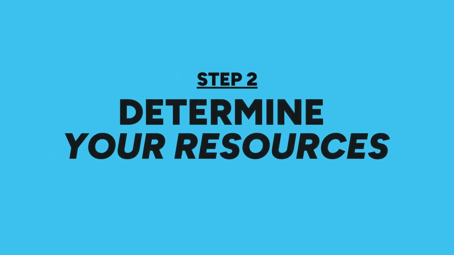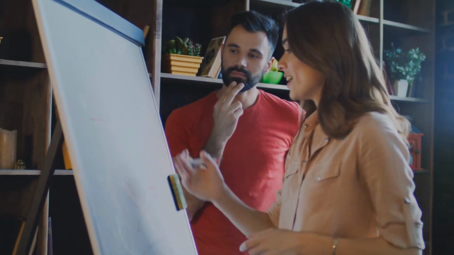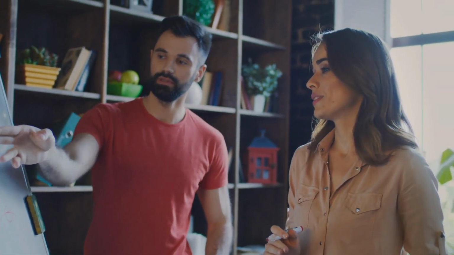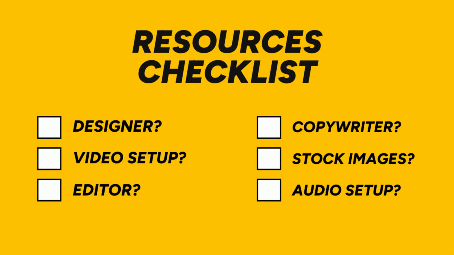Step 2. Determine your resources. Be sure to consider your resources to determine what content you can realistically deliver to your audience on a consistent basis. If you do not have the resources to deliver content such as videos or infographics, you should probably leave them out of your content mix until you do.